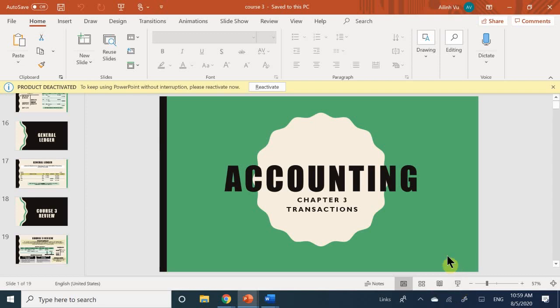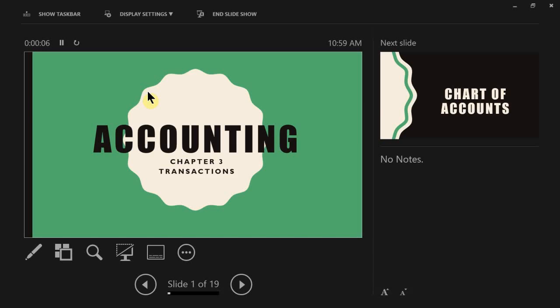Chapter 3. Okay, we already looked at how accounting is done and how to categorize and what the categories are. Now we're going to apply them into actually converting them into an actual transaction.